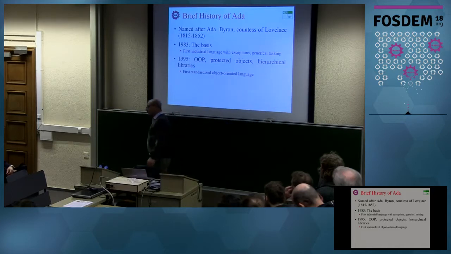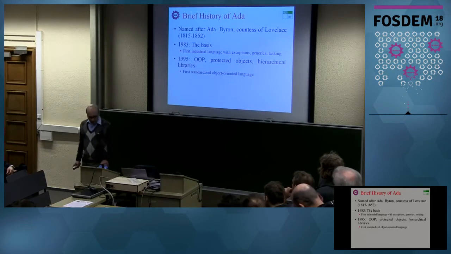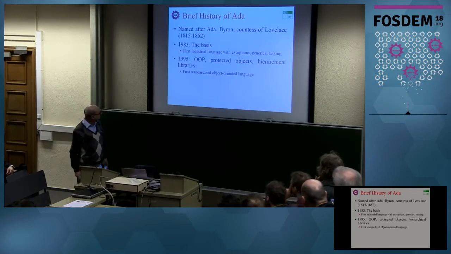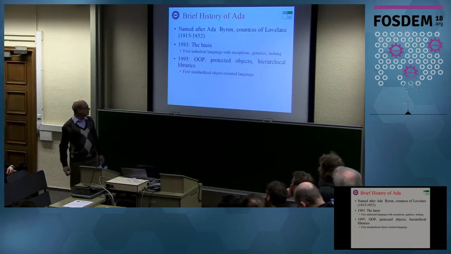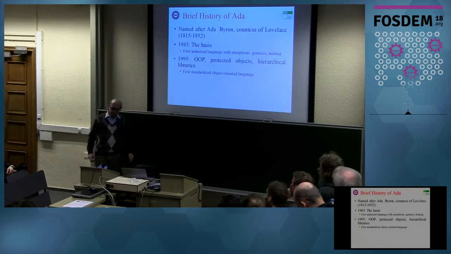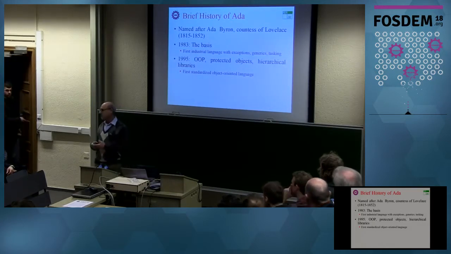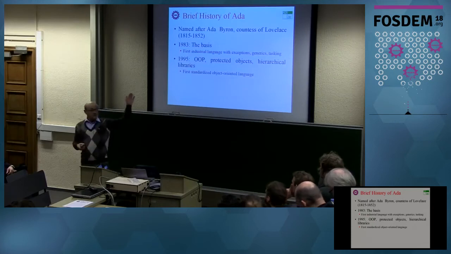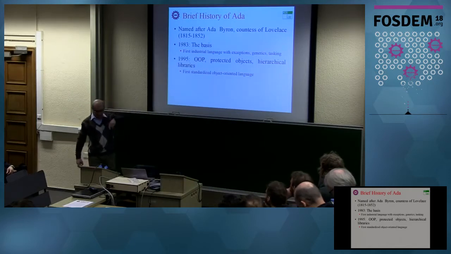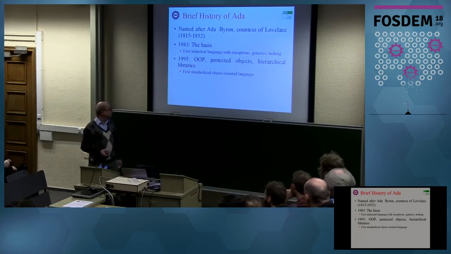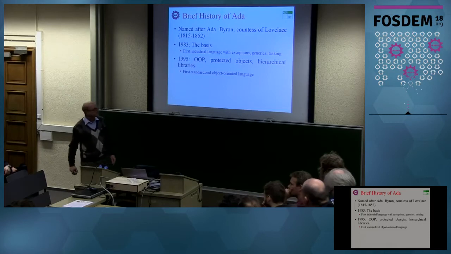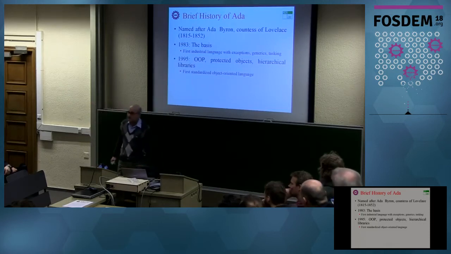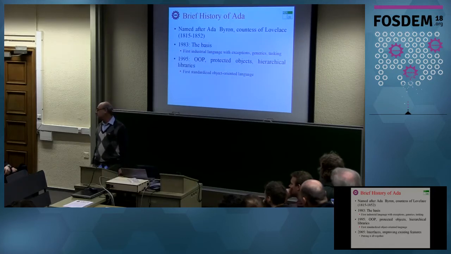Due to the evolution of software, and of hardware also, there was a major improvement in 1995 with the introduction of object-oriented programming, and protected objects, which are a mechanism for synchronizing between tasks. Tasks is our term for threads, actually. In 1983, that was a common name for those things. It's later that the term threads was coined. And hierarchical libraries, which is a way to organize modules. Note that Ada was the first standardized object-oriented language in 1995. The second one was C++ three years later.